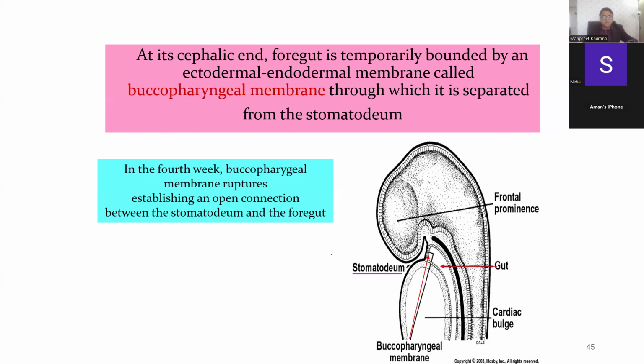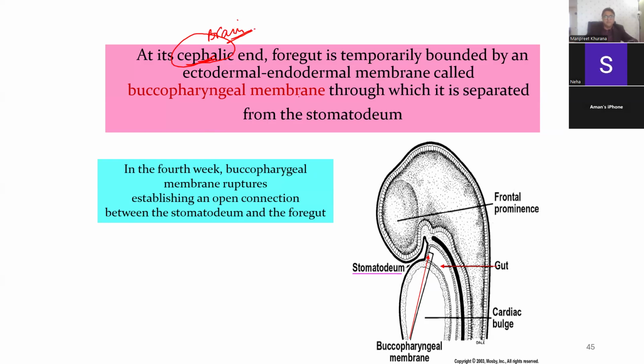Now this is a very important concept, whereas at the cephalic end. Okay. So if you see, what is cephalic end, Neha? Cephalic end is like cephalo is for head. Yeah, very nice. So where the brain is developing, right? That is the cephalic end.